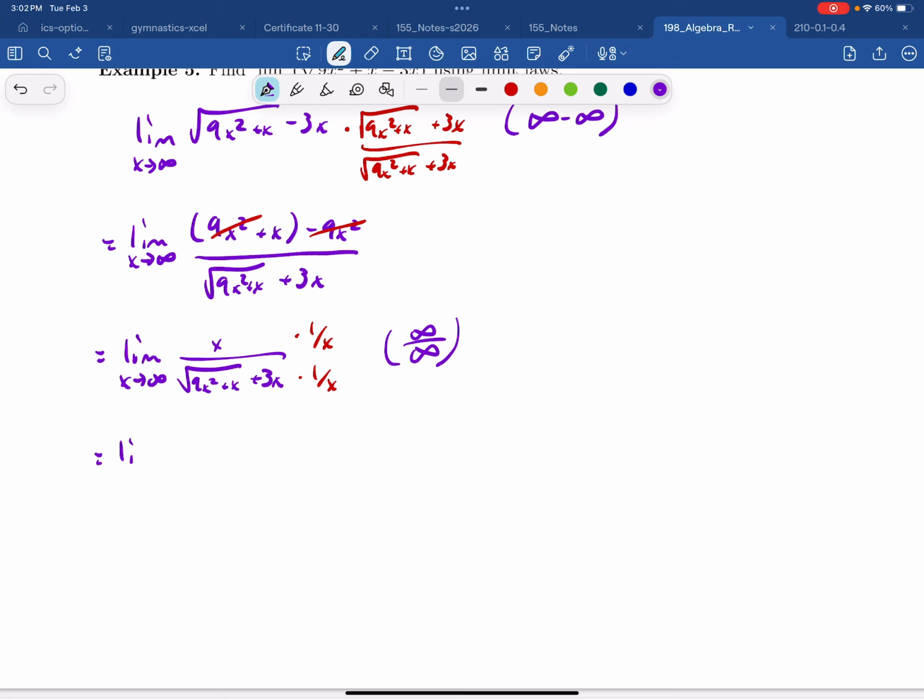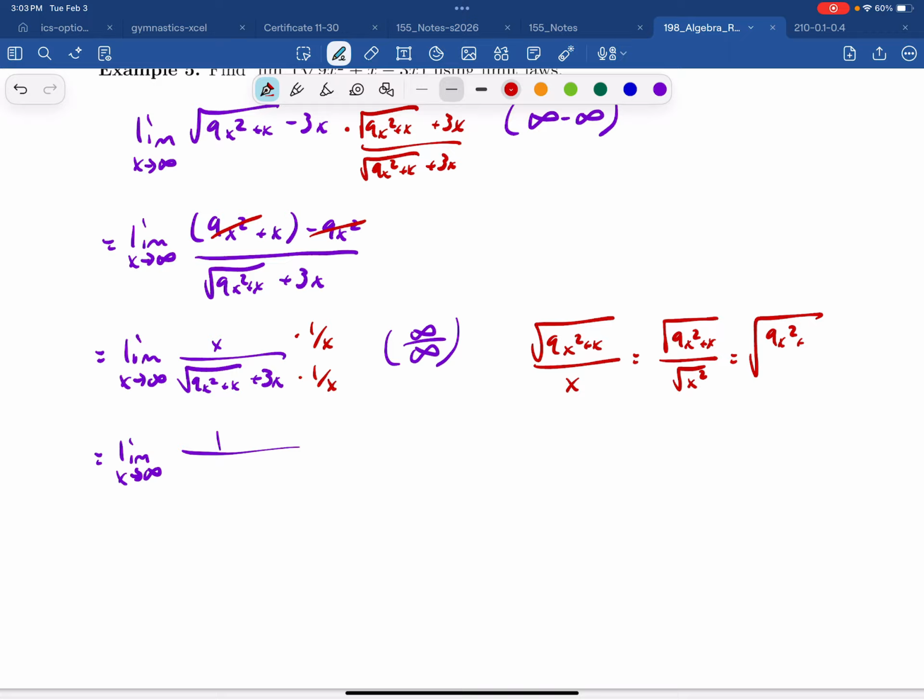So we're going to get, well, I think the top is easy enough. We just get 1, right? Because x divided by x is 1. The bottom is less clear. Let me do the bottom over here. The square root of 9x squared plus x all over x is the same thing as the square root of 9x squared plus x over the square root of x squared. And radicals work nicely with division and multiplication, so we can just make one radical.